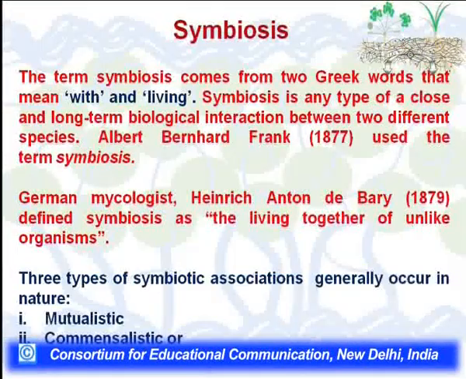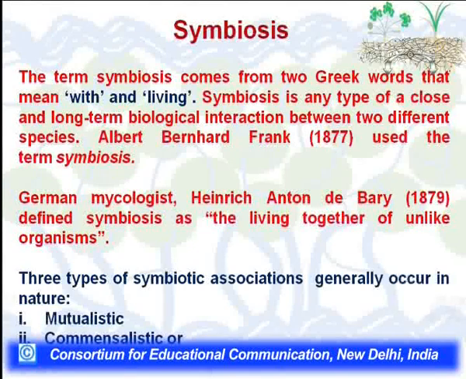Let me first explain what is symbiosis. The term symbiosis comes from two Greek words that mean with and living. Symbiosis is any type of a close and long-term biological interaction between two different species. Albert Bernhard Frank in 1877 used the term symbiosis. However, a German mycologist in 1879 defined symbiosis as the living together of unlike organisms.